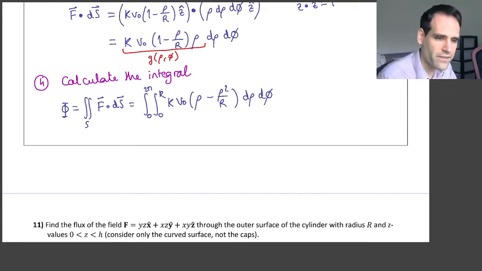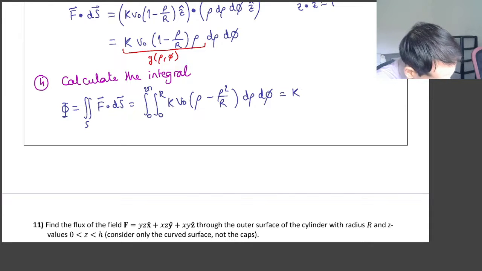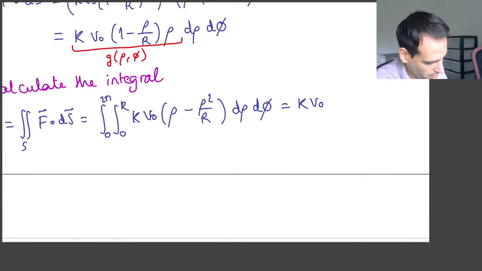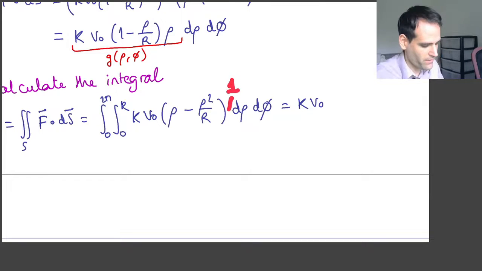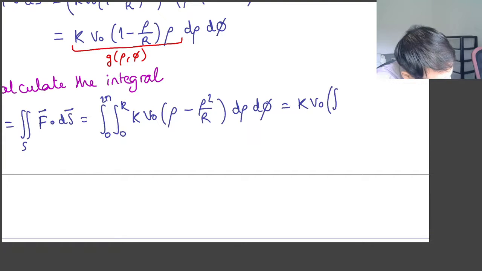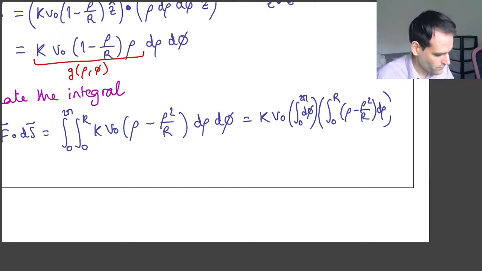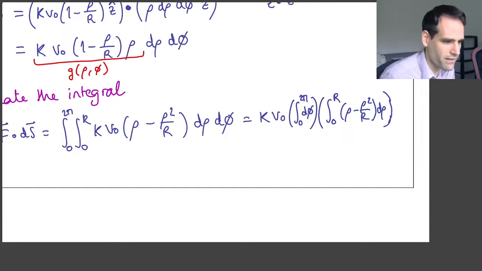So now we just have to evaluate this integral, which is relatively simple. We can take the constants outside. Then we can apply separation of integrals because this is a function of rho times 1, and you could take 1 as a function of phi. So remember, when you have a function of rho times a function of phi, you can split the integral into 2. So you can keep the function of phi and integrate it between 0 and 2 pi, and then the integral with the function of rho between 0 and r, which is rho minus rho squared over r d rho. Okay, so this is the integration that you have to do.